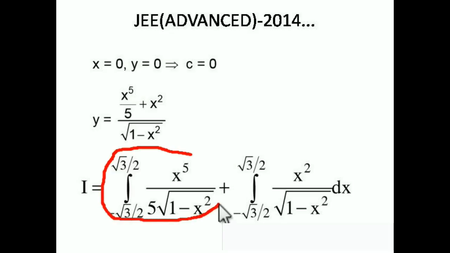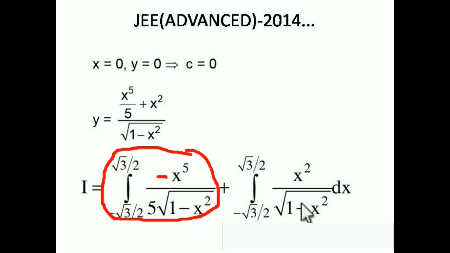this first term is an odd function. How can I judge that? Just put x is equal to minus x in this term and you will have x raised to minus 5. The power is odd, so we come with minus sign here. So answer of this integration becomes 0.